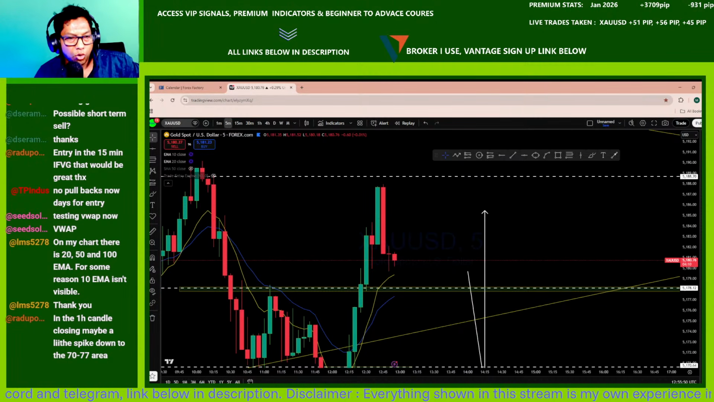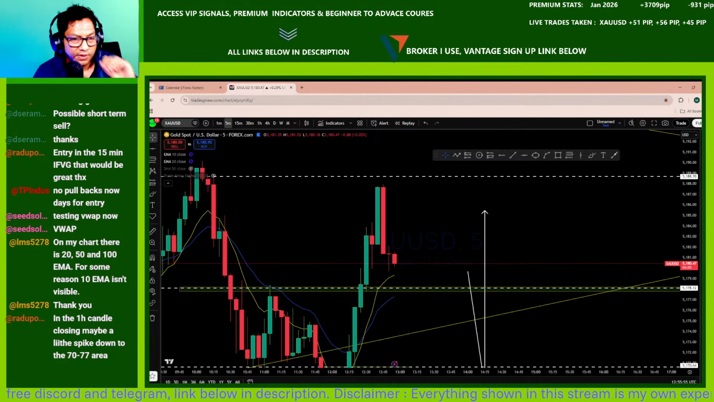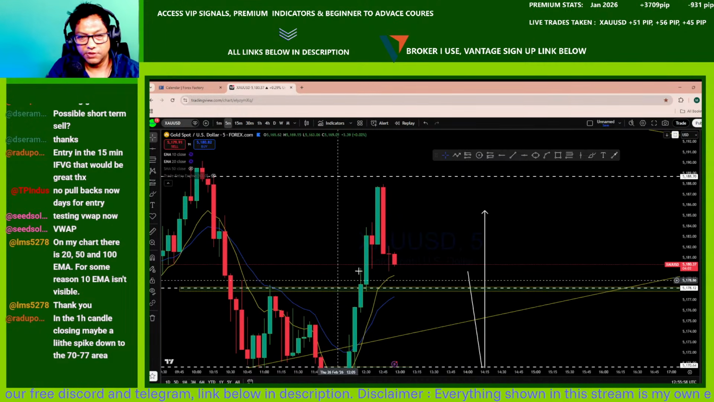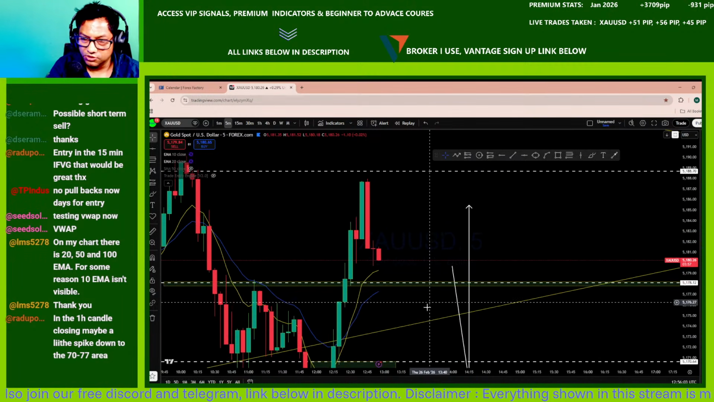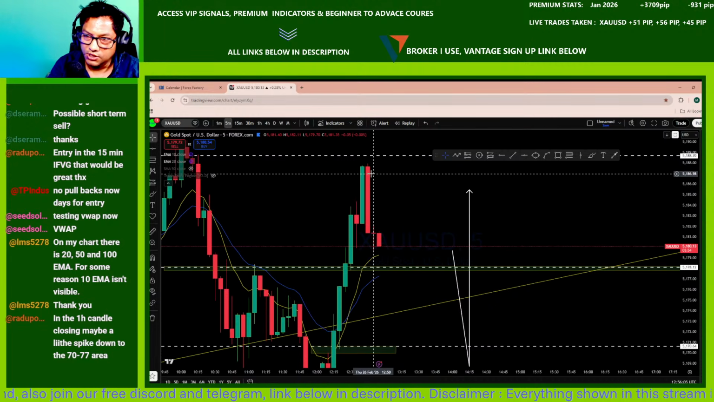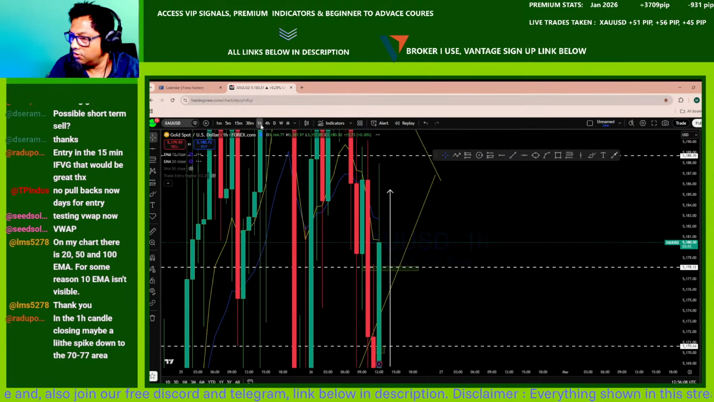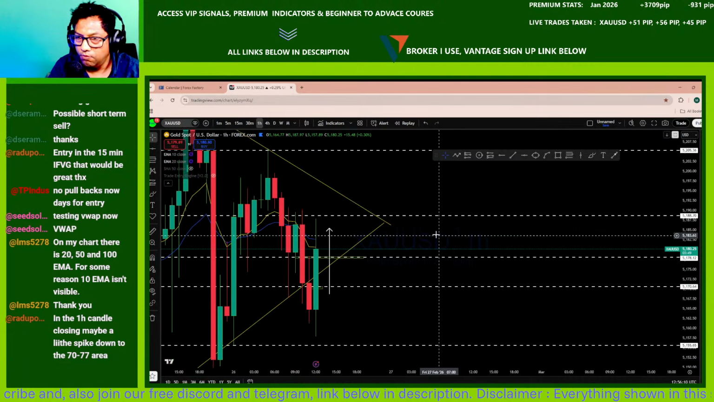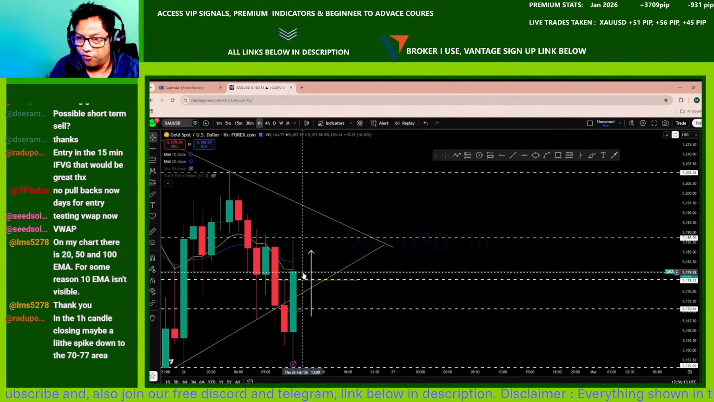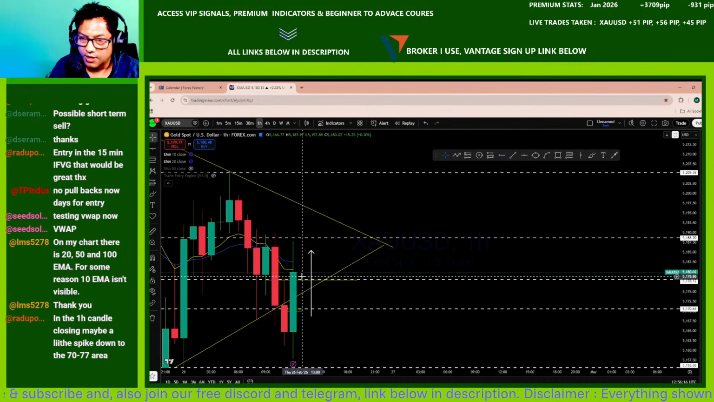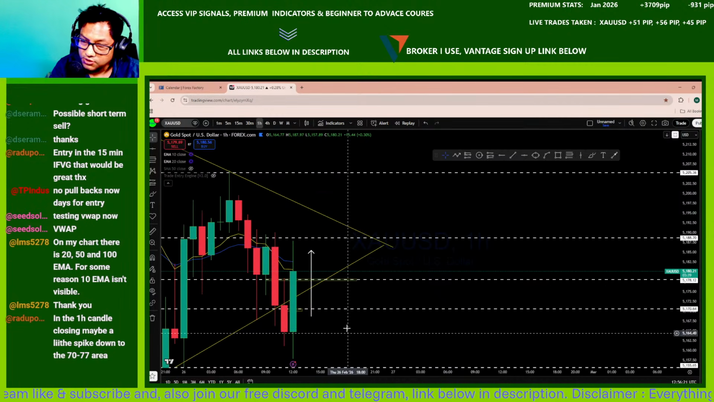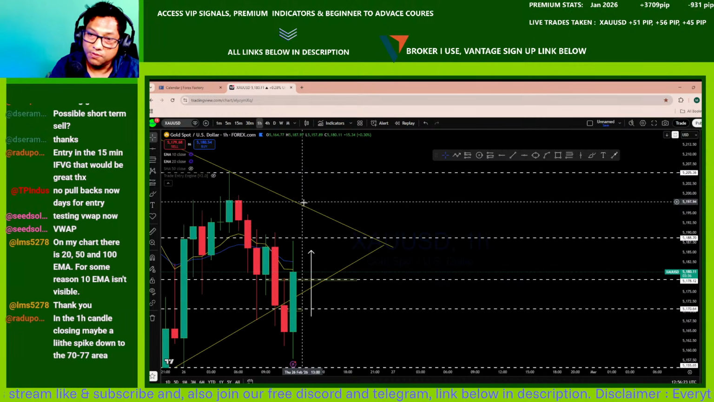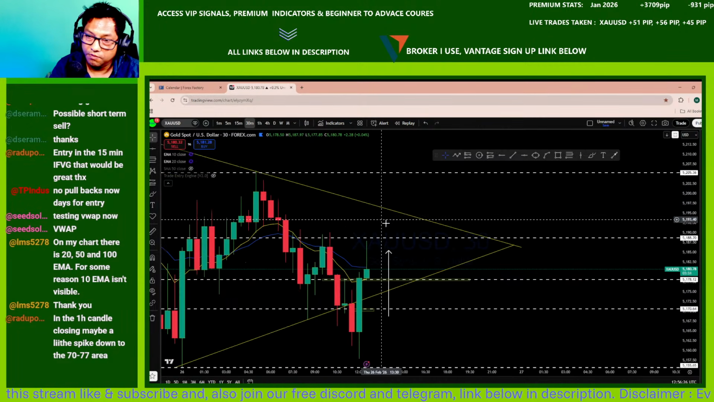So in the 1 hour candle closing, maybe a little spike down to the 77 area. Yeah, exactly. This is what, with this candle close on 1 hour, we have 4 minutes to go. The market from here can drop for this pullback. Even we still have 3 minutes for this candle to close, and after the candle close, the market may bounce back to the upside.